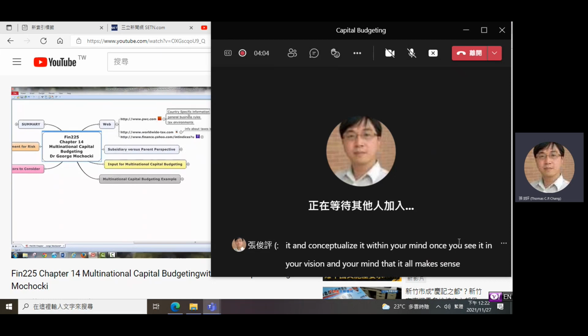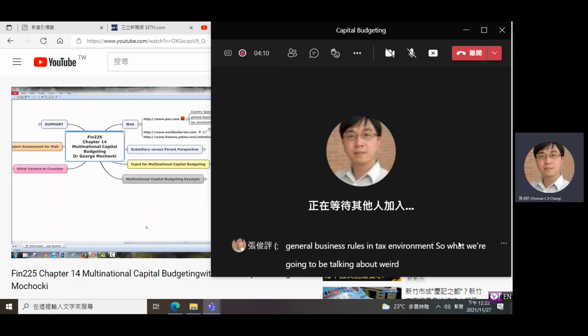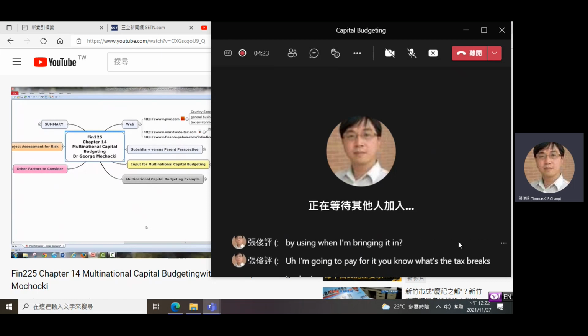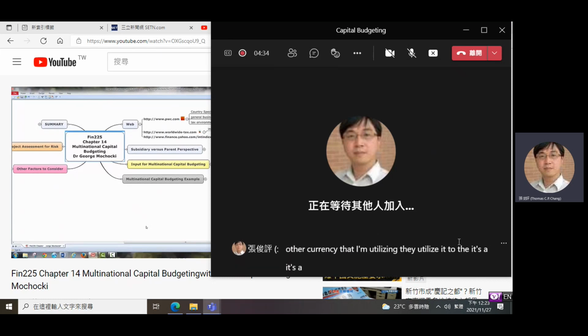Okay, so the first one here is country-specific information, general business rules, and tax environment. We're talking about capital budgeting, and in capital budgeting there are some requirements. Which currency denomination am I using when I'm bringing it in? How am I going to pay for it? What are the tax breaks, what are the incentives, what are the inflation rates going in there? Remember, I'm looking at the dollars or the currency that I'm utilizing to its maximum effectiveness and efficiency.